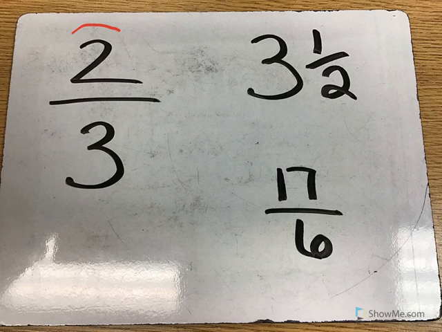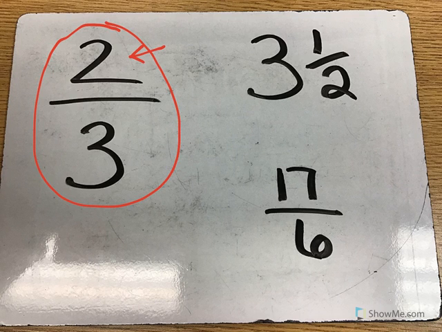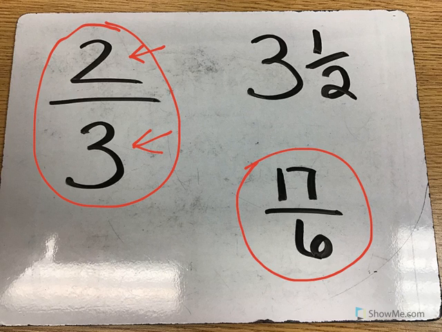Now this one right here is a proper fraction. What makes it a proper fraction? Our numerator is less than our denominator. That's a proper fraction. So if it's not a proper fraction, it could be an improper fraction. So what's an improper fraction? It's where the numerator is greater than the denominator. This is an improper fraction.